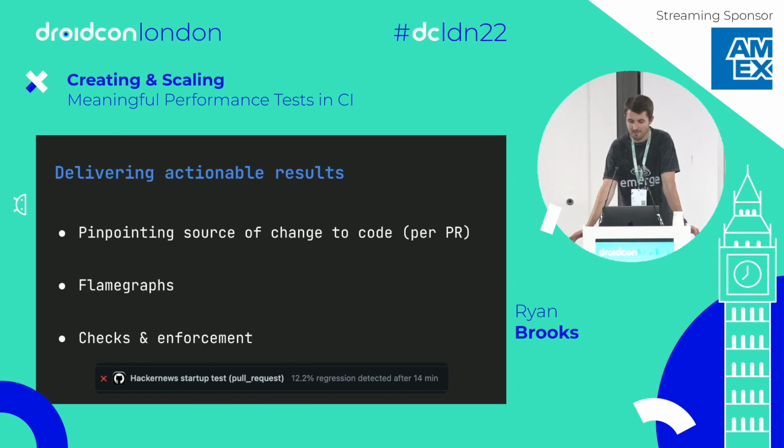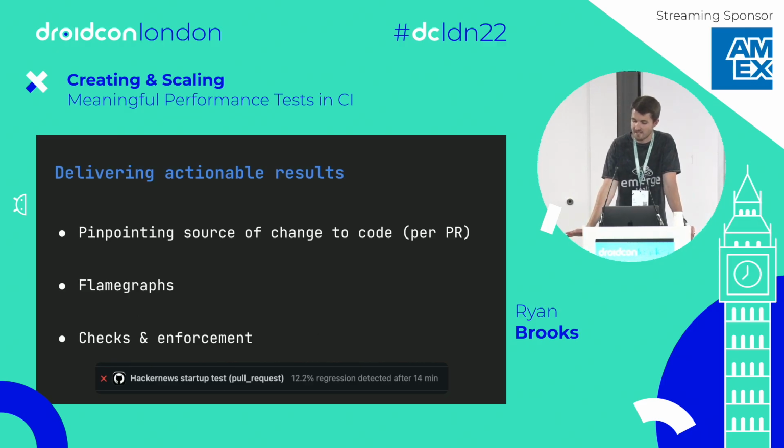And of course, last but not least, we've at least established how to measure, test, and scale, but how do we actually deliver actionable results so that we can quickly address and fix performance issues, or reward someone for improving performance in that matter? The first aspect of delivering results is to pinpoint the source of the change.